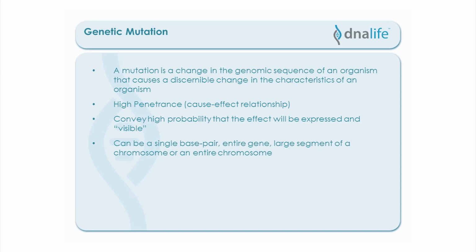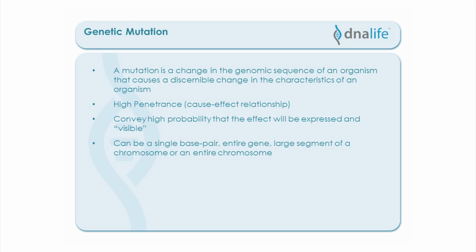There can be a genetic mutation or what we call a genetic variation. When we talk about a genetic mutation, it's a change in the genomic sequence of an organism that will cause a discernible change in the characteristics of the organism. I mentioned this as an example earlier where we changed the letters of the genes within the Labrador and it resulted in a change from yellow fur to brown fur. That would be a genetic mutation causing a discernible change in the physical characteristics of the organism.